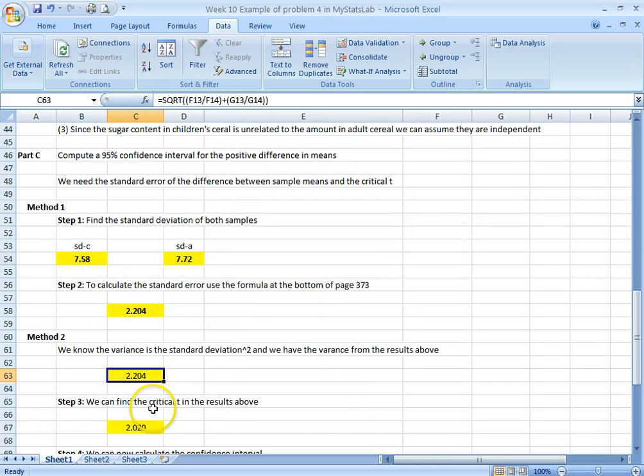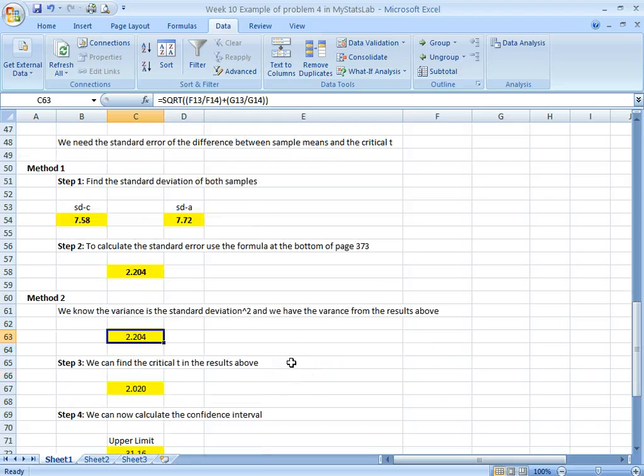Now that just makes our formula a little bit simpler, and we get the exact same answer, 2.204, either way. So you can do that either way. But we know the variance and the standard deviation are related, by the square or the square root, depending on which one you have. So you can do either one of those methods to come up with your standard error.